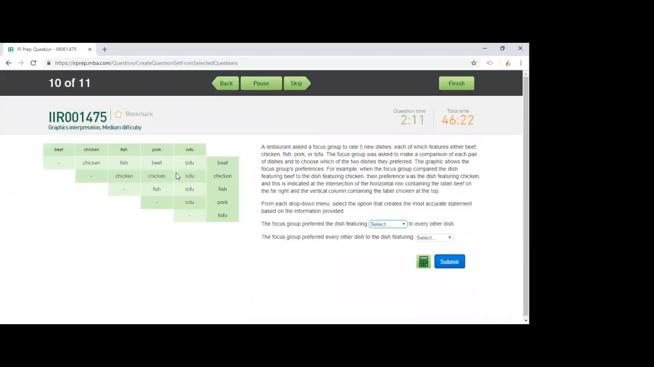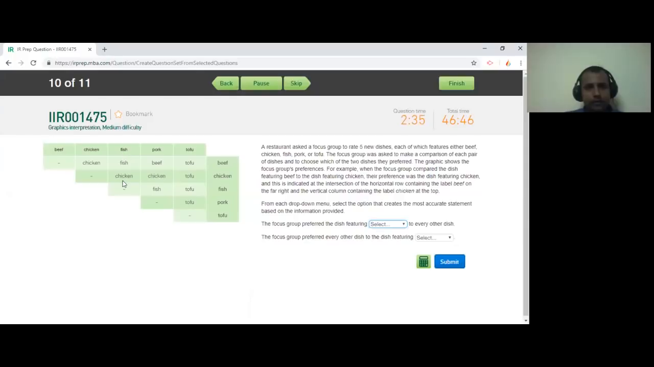And when I see the cell that's the intersection of those two, it shows which one I prefer of those two. For example, in the column chicken and the row beef, I prefer chicken over beef when those two are compared. But between fish and chicken, I again prefer chicken.